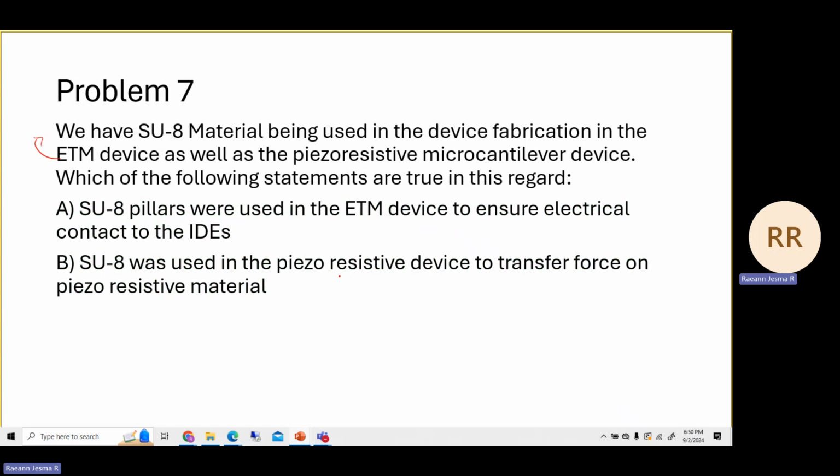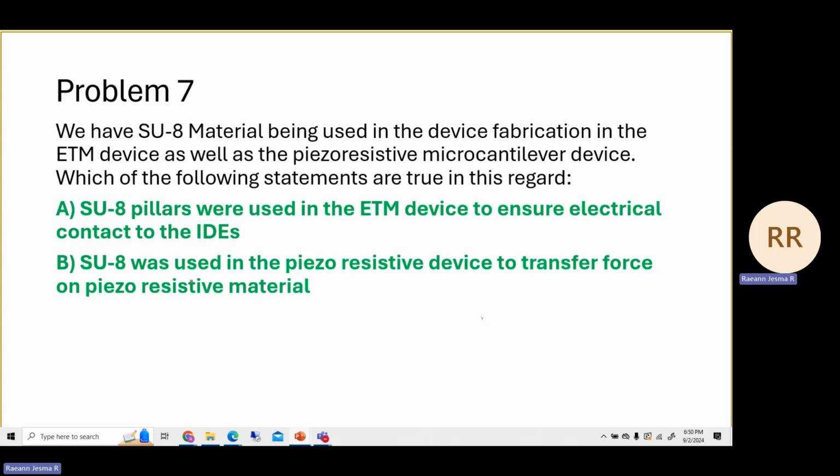So the correct answer is both option A and B. First, let us look at option B. Why is option B correct? You would have seen in the class lectures that in the case of a piezoresistive cantilever, we will have a cantilever with a SU8 pillar tip, and then you will have a tissue. On this tissue, we'll do some indentation using some structure, and then depending on the stiffness of the tissue, there'll be some amount of force which will be transferred to the cantilever, and this force is transferred by using the SU8 pillar.